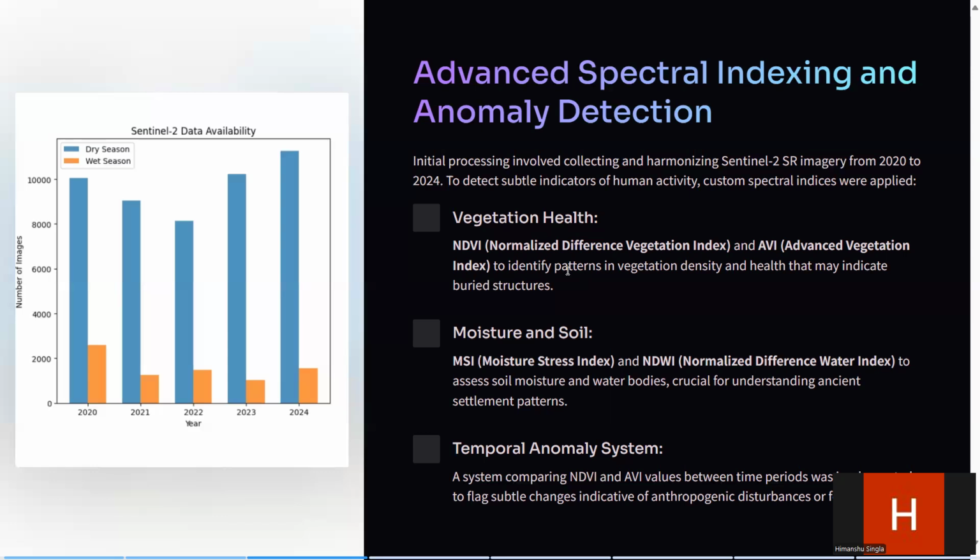Why have I used these? Each index reveals different aspects of land and vegetation response. It identifies irregular patterns in plant growth, moisture, or water, which can suggest buried structures or past settlements.